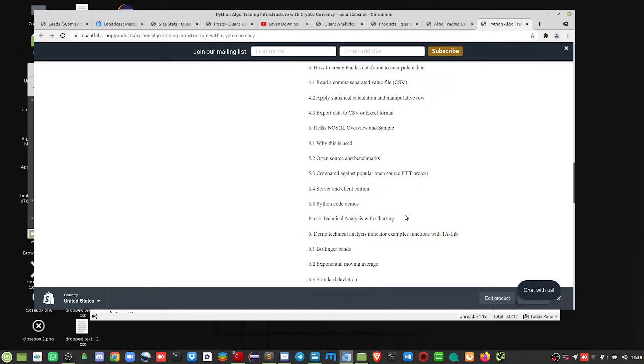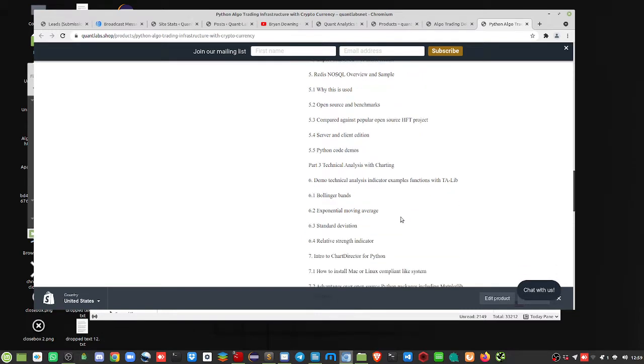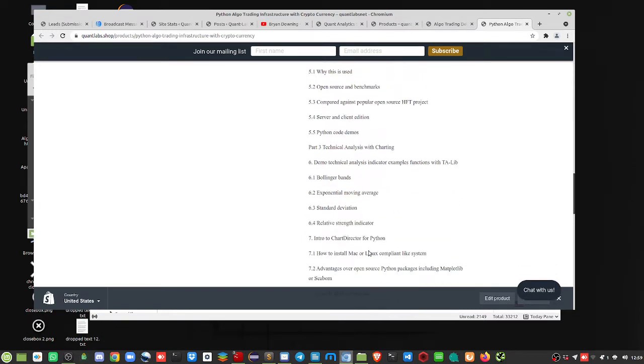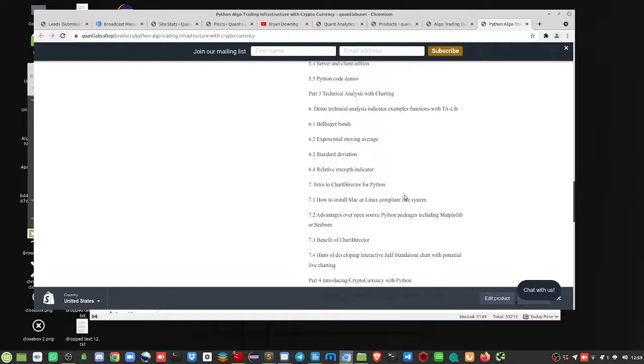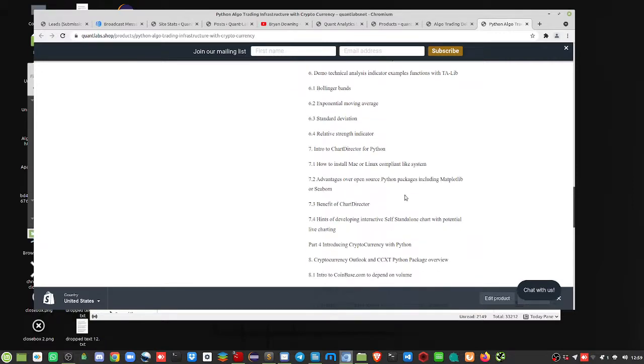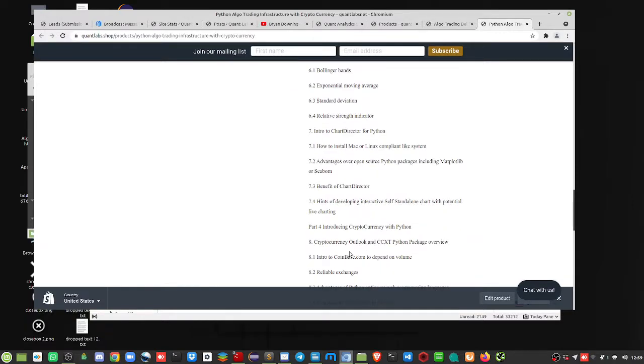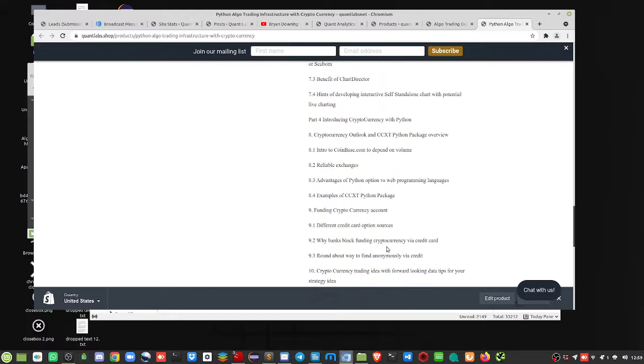Technical analysis with the charting using TA-Lib. Chart Director as another module. So again, you can see how important this development is, as well as where to get other market data from crypto exchanges. CCXT is a good example of that.